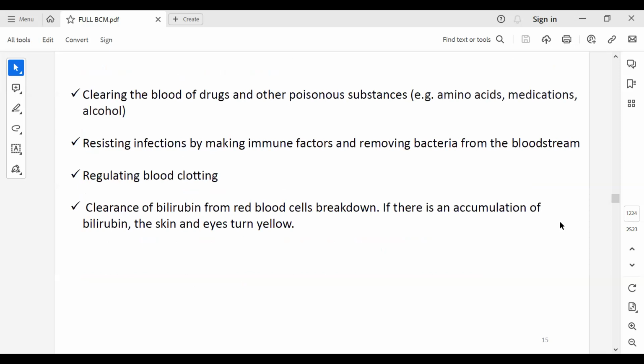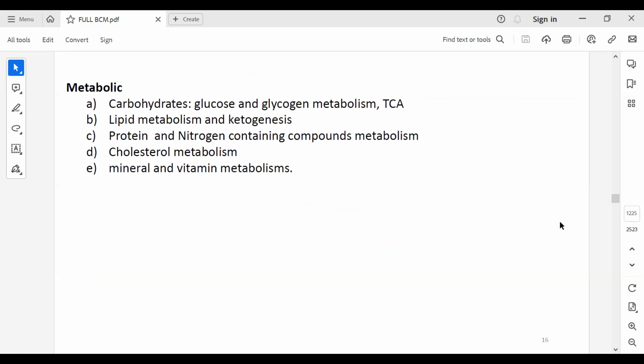We know about the xenobiotics, so clearing of blood of drugs and poisonous substances that we cover in xenobiotics. Also produces immune factors, regulates blood clotting, clears bilirubin. Metabolic functions, we've already done most of them, that is metabolism of carbohydrates. Maybe we've not covered lipid metabolism, but we can cover it here. Protein and nitrogen metabolism, cholesterol and vitamins. So those are the metabolic functions.